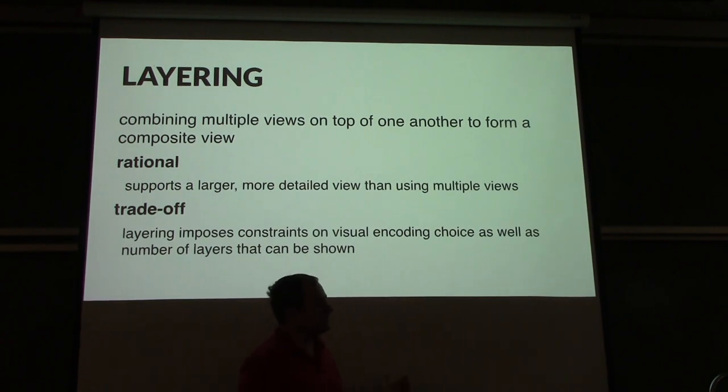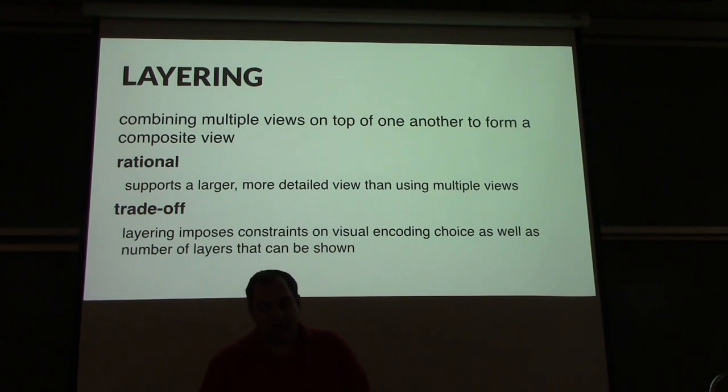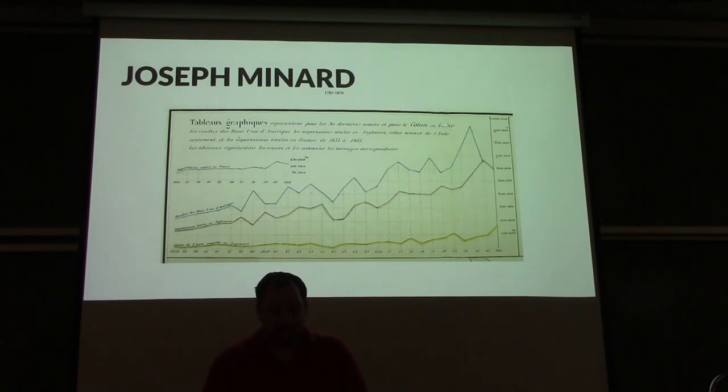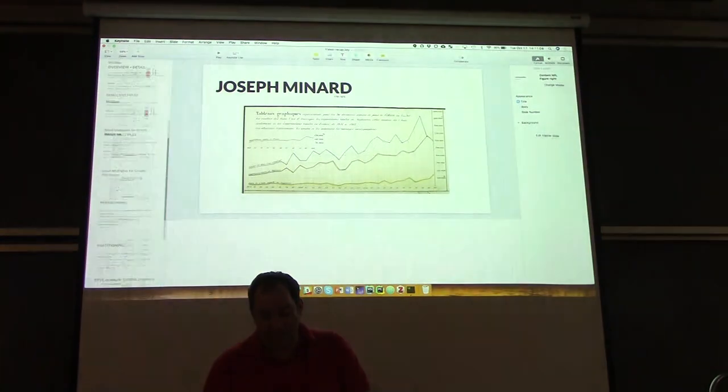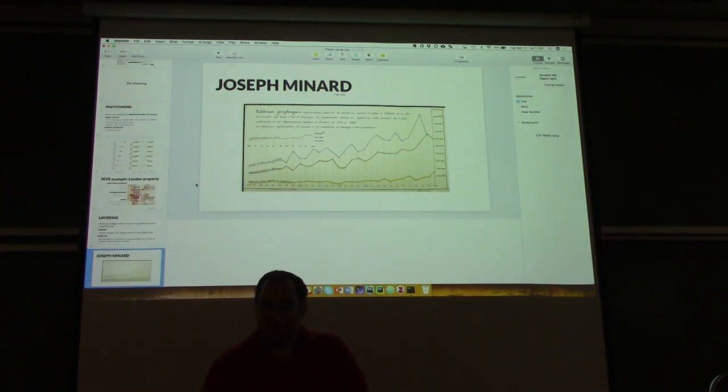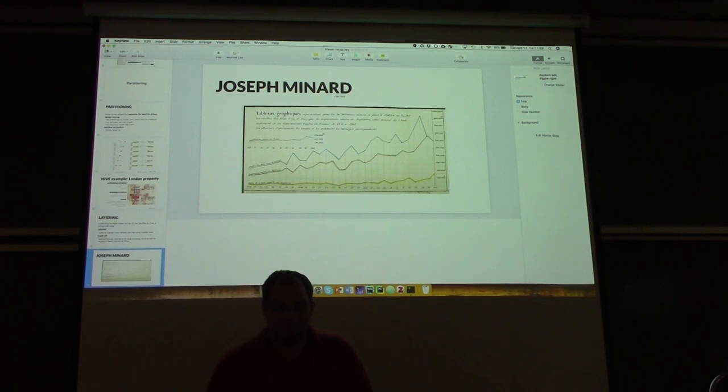But there are some constraints about what I can do with layering. And so the simplest example is this layering of multiple lines in a chart. And this is the gist of multiple coordinate views.